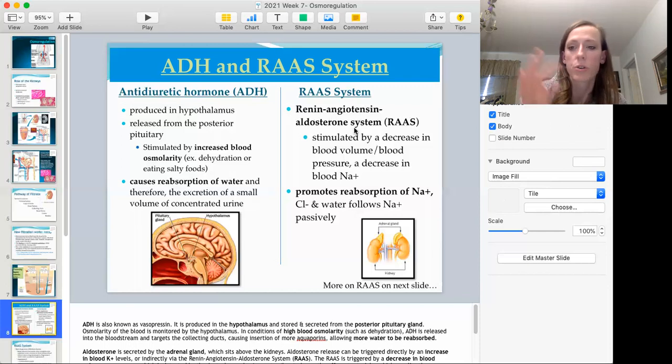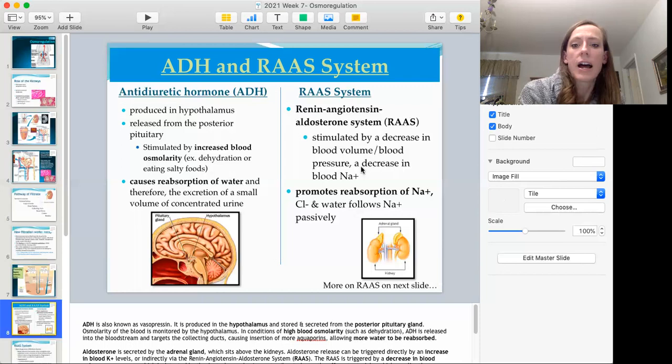It leads to a signaling cascade, which we'll talk about on the next slide. But it's activated when there is a decrease in either blood volume or pressure, or a decrease in blood sodium. So for instance, if you just drank a lot of water, or ate a bunch of non-salty foods, like yogurts or some kind of soup that doesn't have a lot of salt.